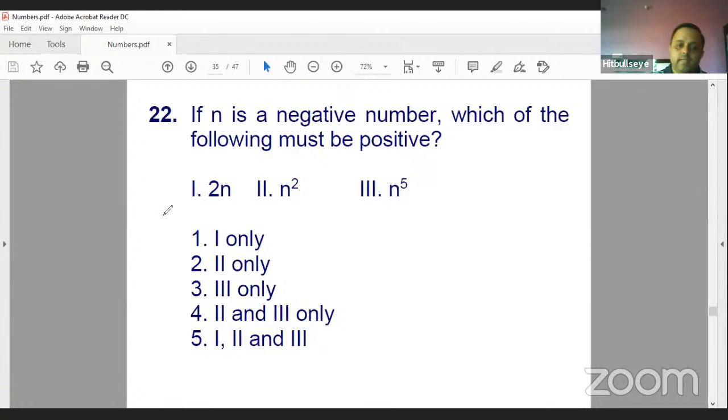Yes. So if n is a negative number, you can take n to be, let's say, minus 2. This will be 2 into minus 2 or minus 4. Square of a negative number will be 4, which is positive. Here it will be negative again. So answer is option 2 only.